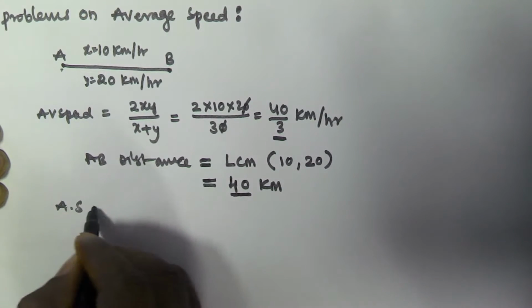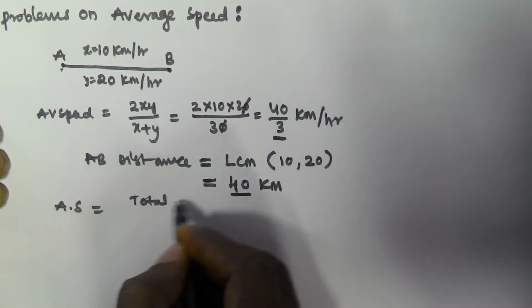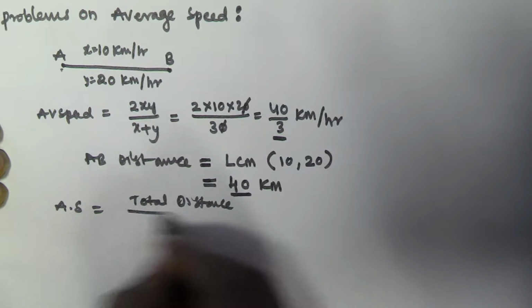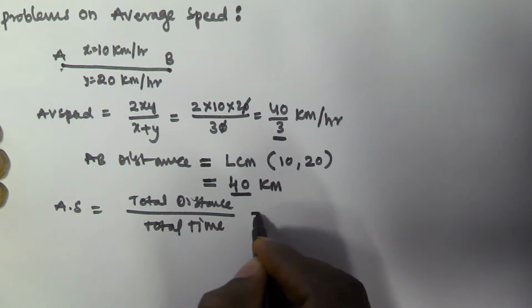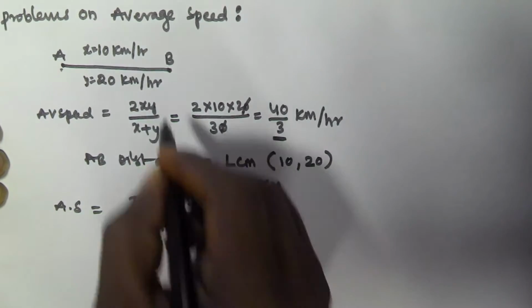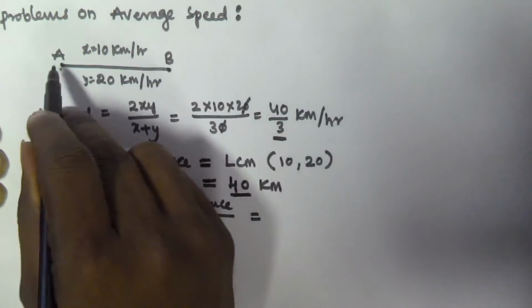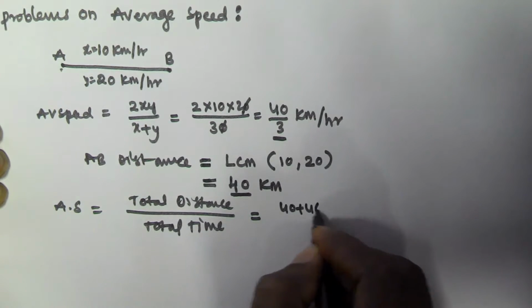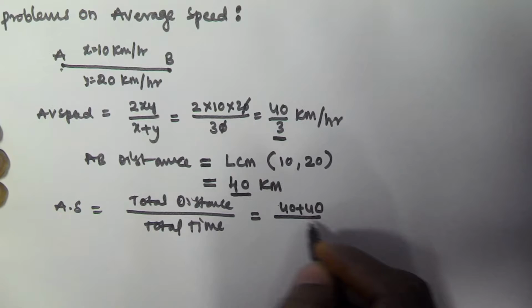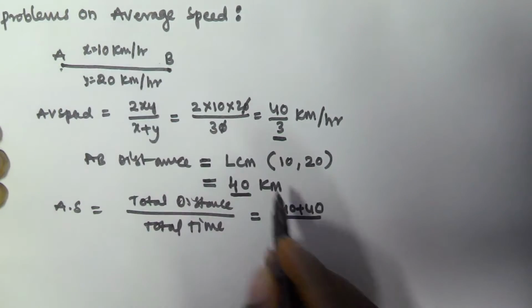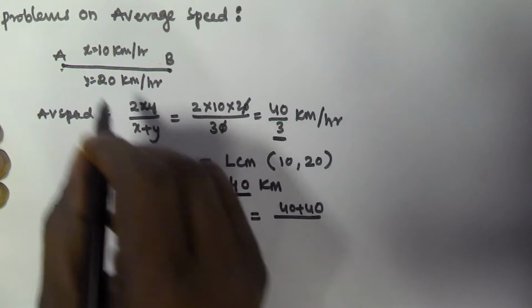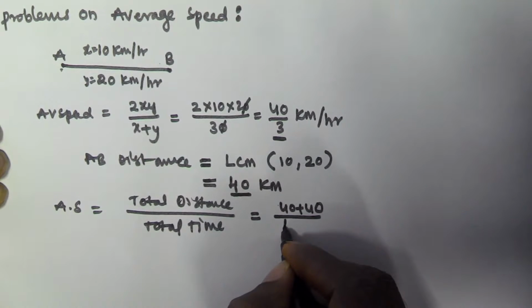As we know, average speed is equal to total distance by total time. The total distance from A to B is 40 kilometers, so the total distance traveled, A to B and B to A, is 40 plus 40. Next is the total time taken. He travels with 10 kilometers per hour from A to B and the distance is 40, so the time is 40 by 10. So the first leg takes 4 hours.